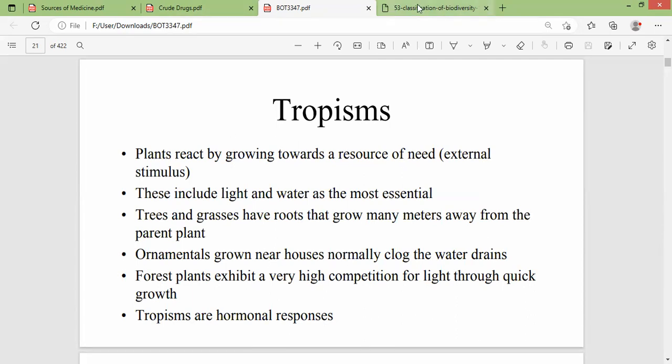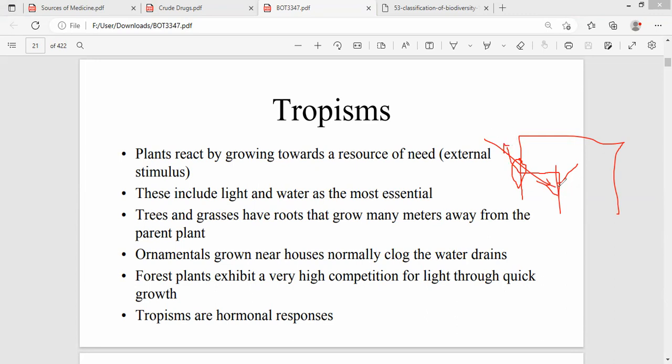For example, if you have a plant here and then you cover it, but you make a hole here where light can be coming from, that plant will start growing in this direction. That is phototropism. The plant grows towards that stimulus of light. Then water is hydrotropism, whereby the roots will go towards where water is. Also gravity, we call it geotropism, where gravity pulls the roots to the center of the earth.